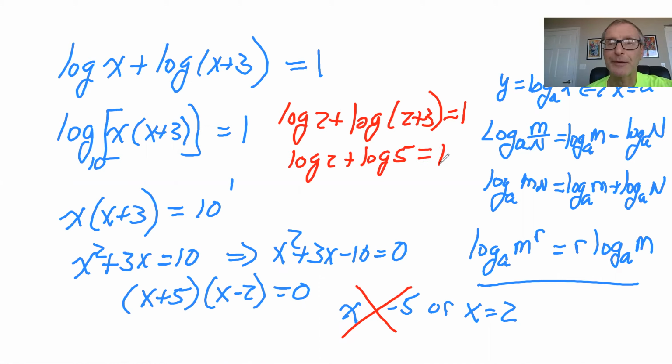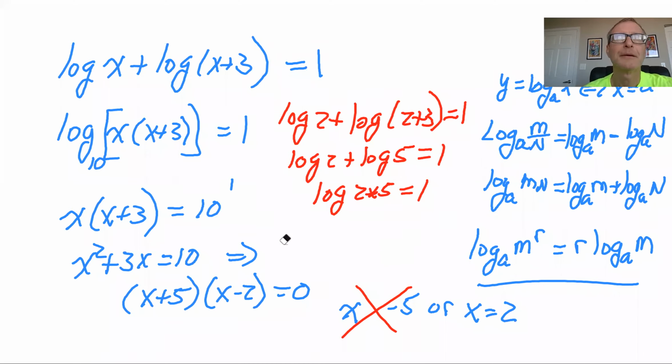So by the product rule property, you can multiply those together. Log of 2 times 5 equals 1. And just to finish that, this would be log of 10 equals 1, and that is true. You could use your calculator, but remember, this is base 10, and the argument is the base are always equal to 1.